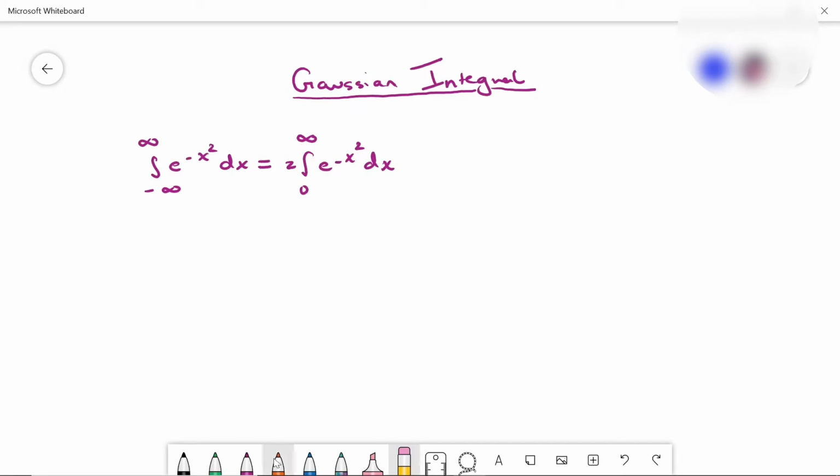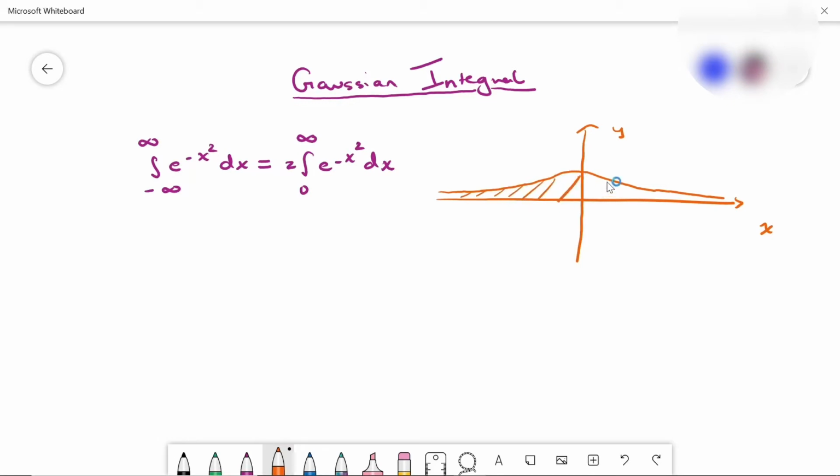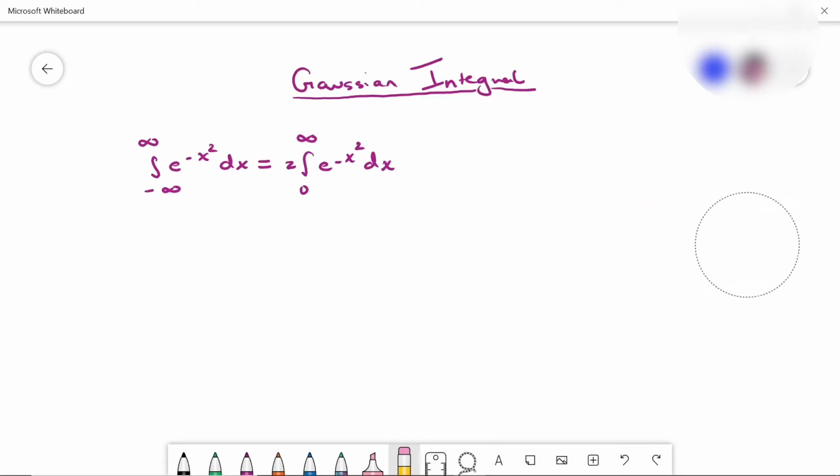Now, I just said it's an even function, but what does that actually mean? Well, if we take a look at the graph of e to the minus x squared, which looks something like this, what you notice is that the area on the left hand side of the y-axis and the right hand side of the y-axis is the same. So taking the integral from negative infinity to infinity is the same as taking the integral from 0 to infinity and just doubling that. That's all we mean when we say it's an even function. It's symmetric about the y-axis.